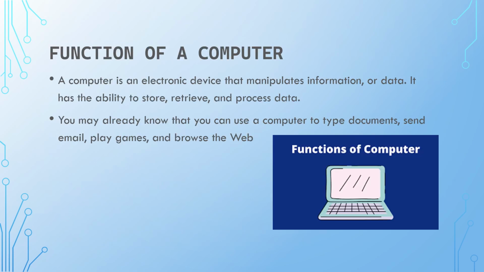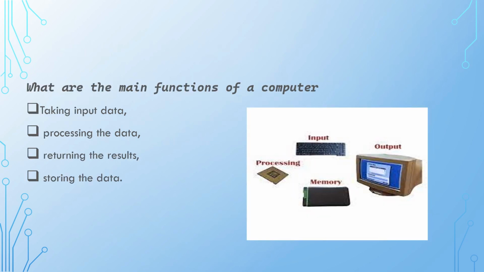Function of a computer. A computer is an electronic device that manipulates information or data. It has the ability to store, retrieve, and process data. You may already know that you can use a computer to type documents, send emails, play games, and browse the web. What are the main functions of a computer? Taking input data, processing the data, returning the results, and storing data.